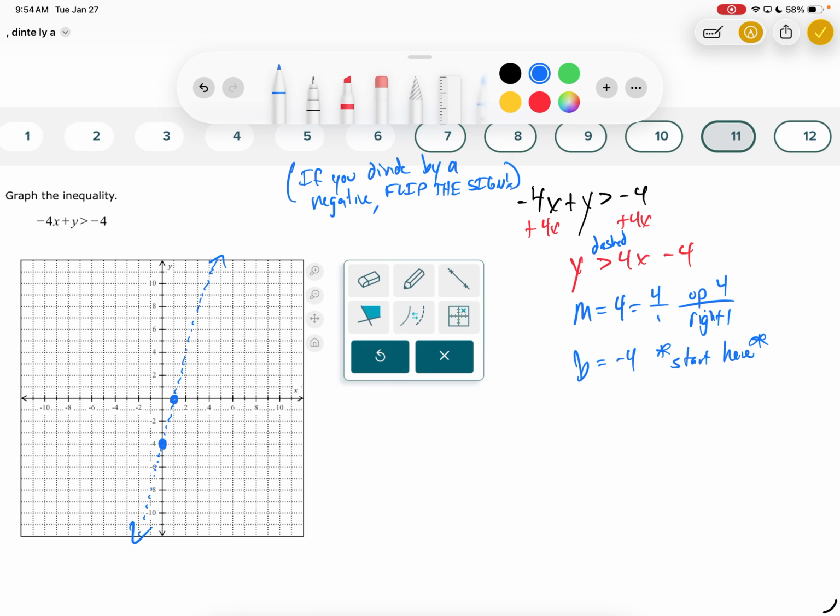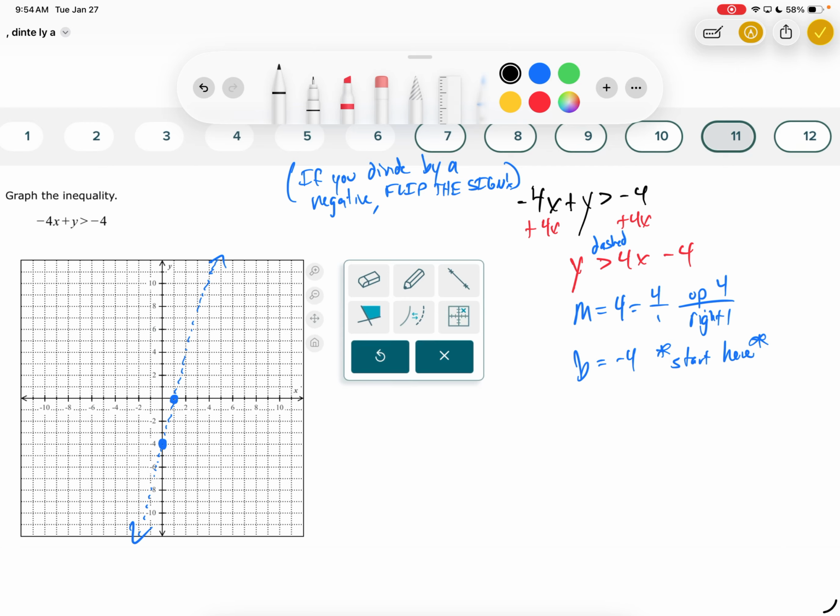Again, I know I said the partial credit thing, but if you graph the line right and you shade it in the right direction and you just forget to do dash, tell me. Alex will probably give you a 0 and I'll give you some of the points back because you did a lot of the problem right.